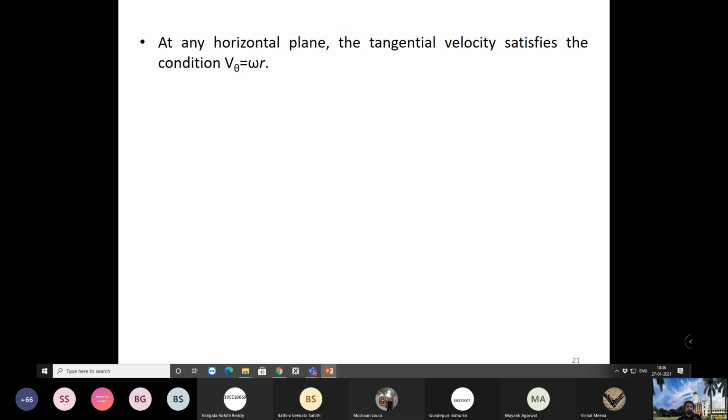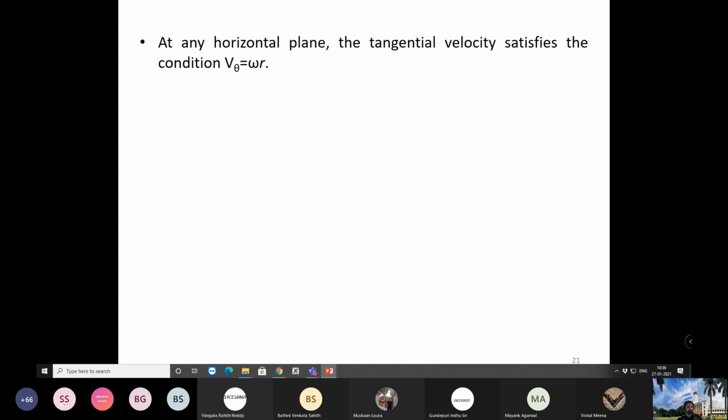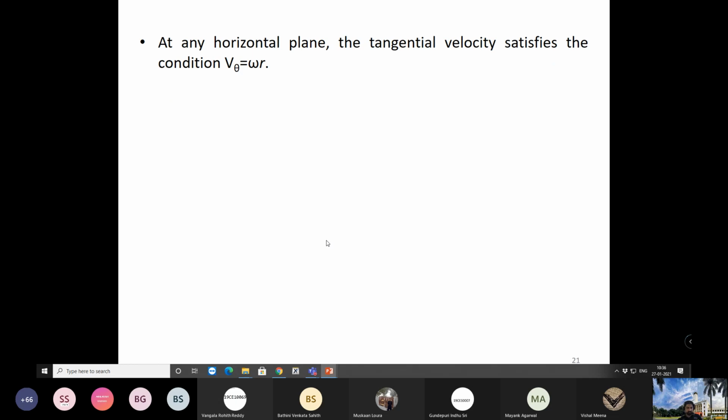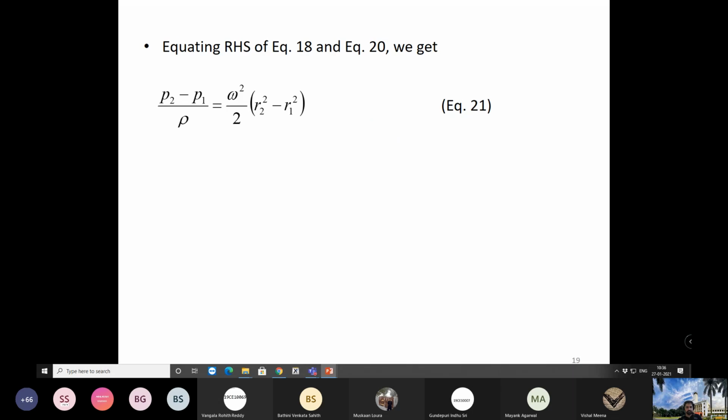At any horizontal plane, the tangential velocity is satisfied. So tangential velocity will always satisfy v equal to r omega. R will vary, right? R will change from point to point. At any z, r will be different. Here, this is the r. At this z, the r will be a little smaller. But the velocity will always be v is equal to r omega. And the pressure head at any point, P by rho g, is equal to the depth of the point below the free surface. So the pressure is proportional to P is equal to rho g h, where h means z.